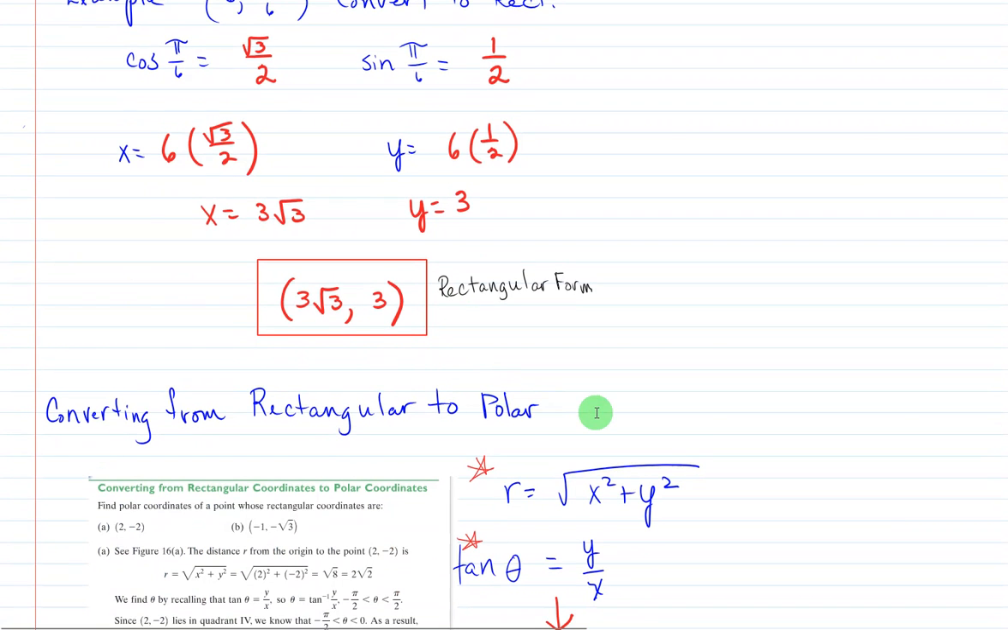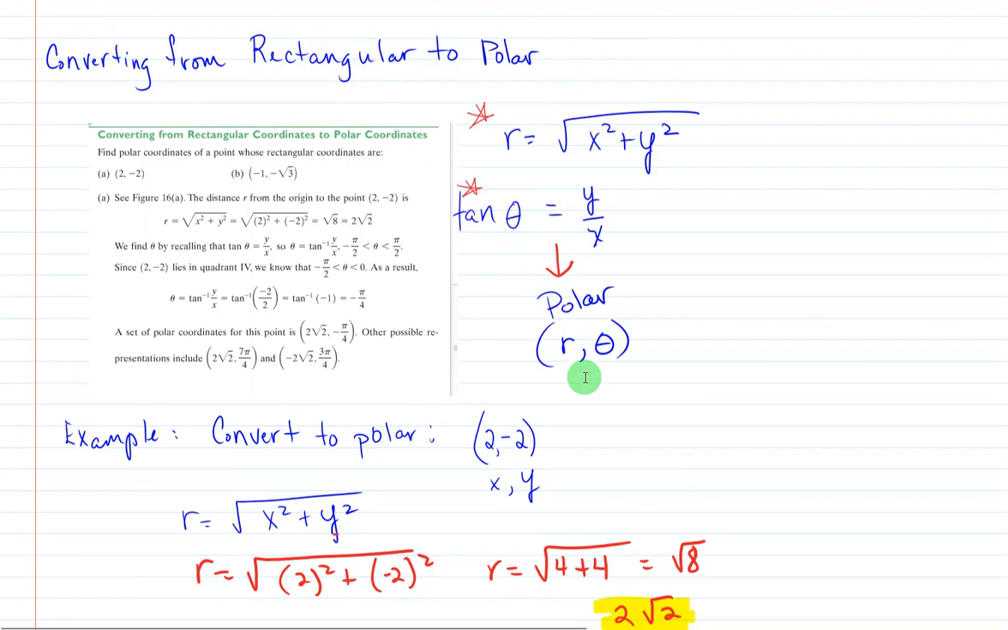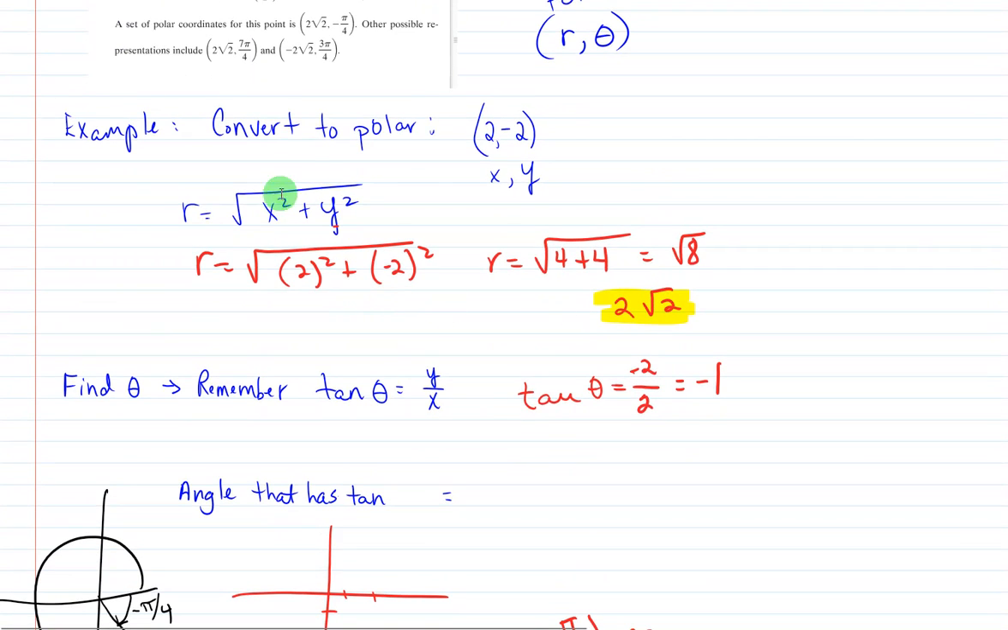And then if you're going the other direction, from rectangular to polar, so you want to know how to find r. R is the square root of x squared plus y squared. And then you need to know that tan theta is y over x. Okay, so we're trying to go from rectangular to polar, and you need an r value and you need a theta. So let's do this example.